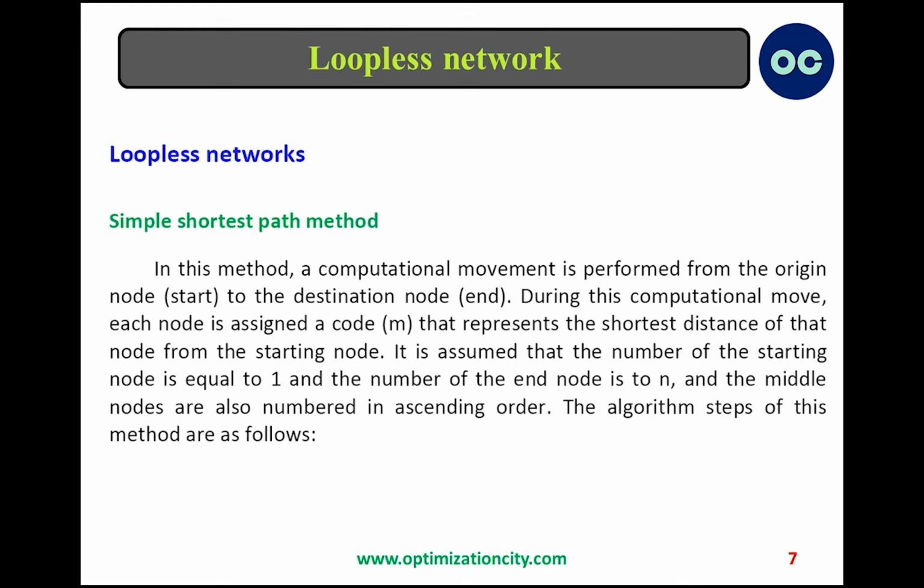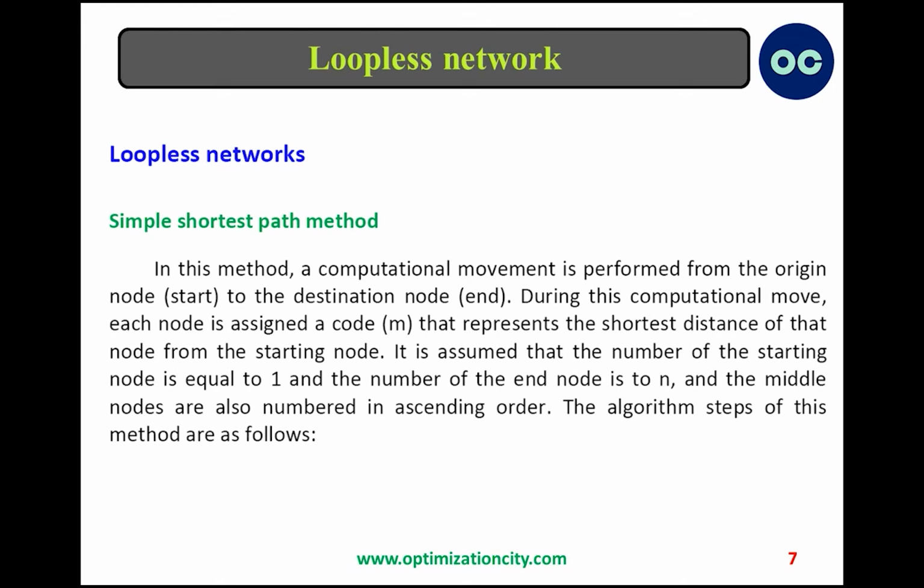In the simple shortest path method, computation begin from the origin node and continue toward the destination node. During this computation, each node is assigned a code M that represents the shortest path from the starting node. The starting node is assumed to have a number of 1, and the end node is the number of n, and the intermediate nodes are sequentially numbered.